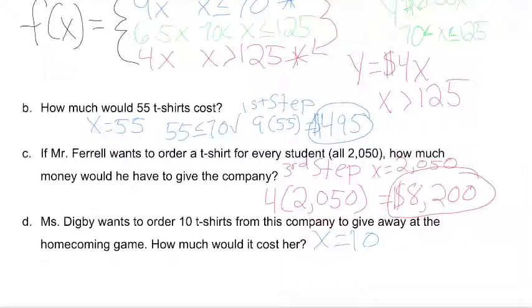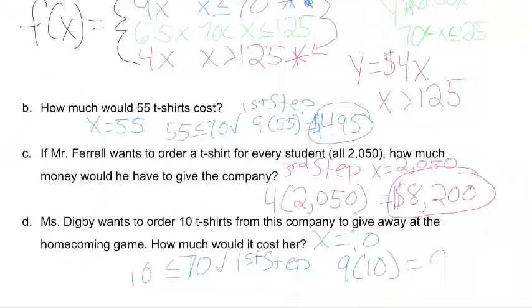So for D, the number of t-shirts we're ordering is 10. So we're looking at step 1. Is 10 less than or equal to 70? Yes. So we're in the first step. So $9 times our 10 shirts gives us $90 overall for our free t-shirts.